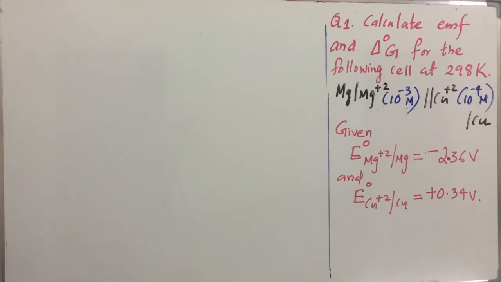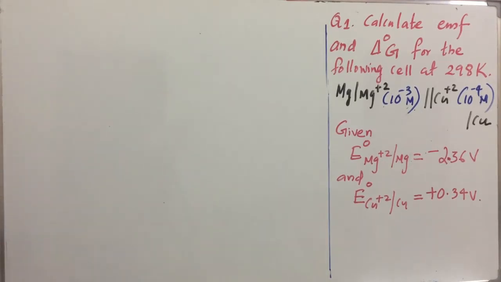The standard reduction potential of Mg is equal to minus 2.36 volt, and the standard reduction potential E0 of Cu+2 | Cu is equal to 0.34 volt. The question is the EMF or cell potential at this concentration, and the standard Gibbs free energy, delta G0. First of all, we can write the reactions corresponding to the two half cells.